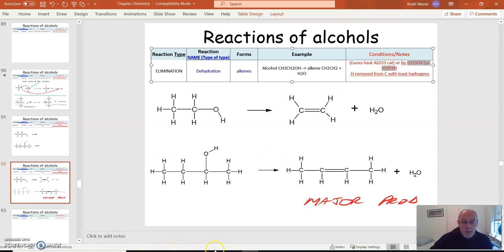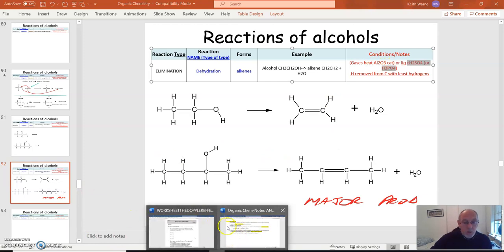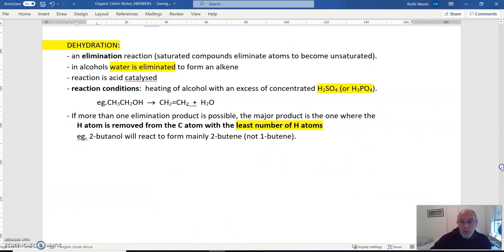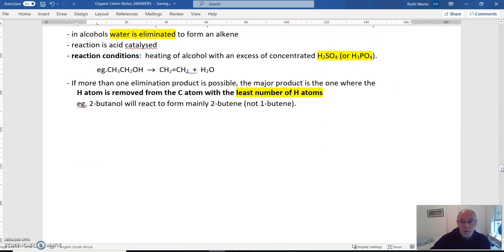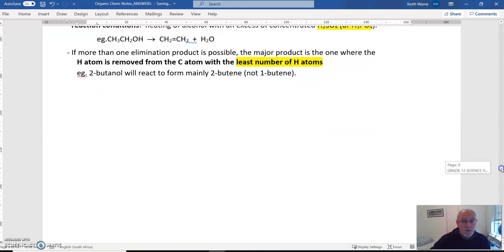Alright, so that's the reactions of the alcohols. I think we've done all of them, and then we'll move from that on to our next set, which is the haloalkanes.